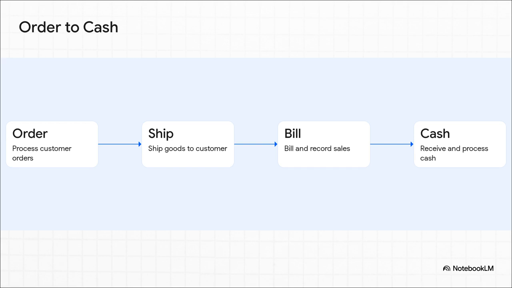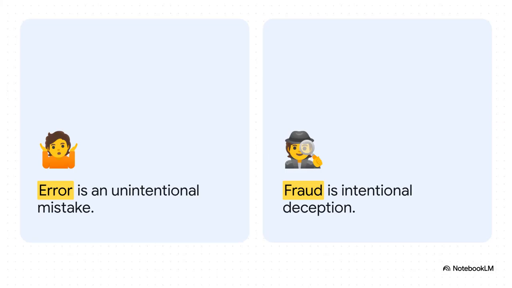When auditors are reviewing these cycles, they really have to recognize a stark difference in misstatements. An error? That's just an innocent, unintentional mistake. Fraud, on the other hand, is intentional deception. We're talking altering records or embezzling assets. When an auditor spots a discrepancy, their very first job is to figure out if it was done on purpose.